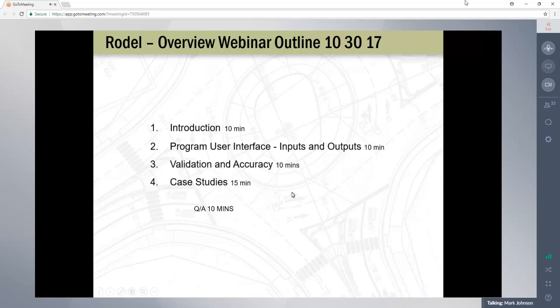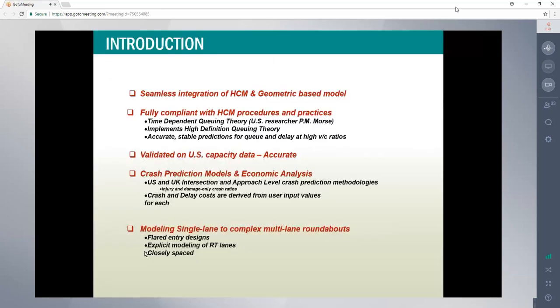So we have an introduction. We're going to look at just the program user interface as an overview, inputs, outputs. We're going to spend a fair bit of time on validation and accuracy. It's an important component of having understanding and ability to know if your recommendations and analysis are sound. And then we're going to look at a few case studies using Rodel and what we're being able to do from an analysis perspective. So Rodel has a seamless integration of both the HCM and the geometric-based models.